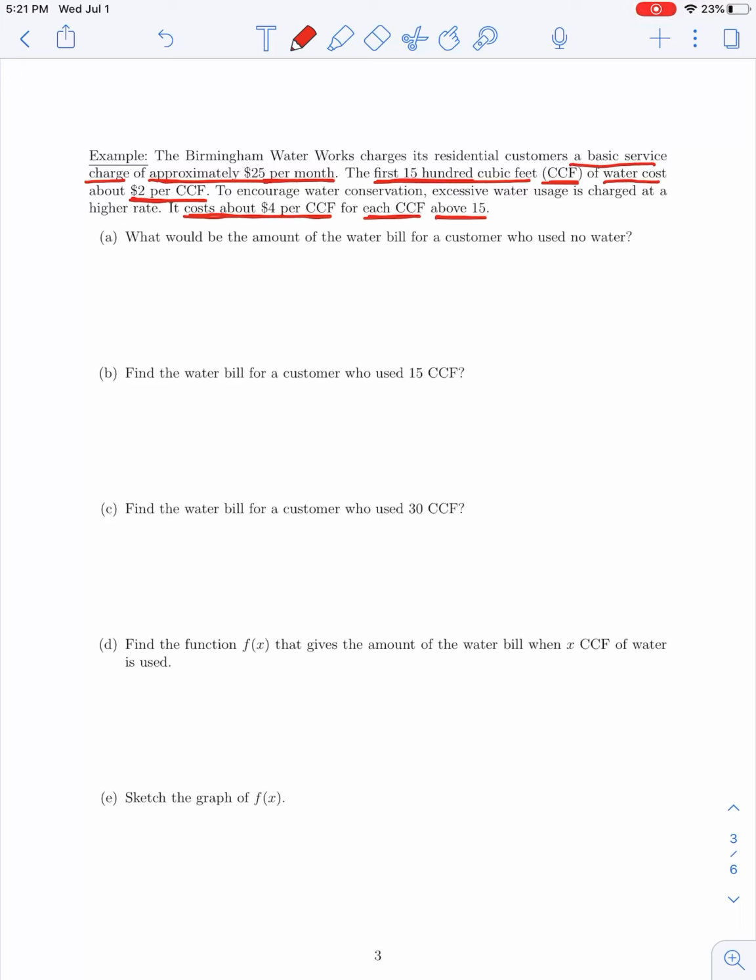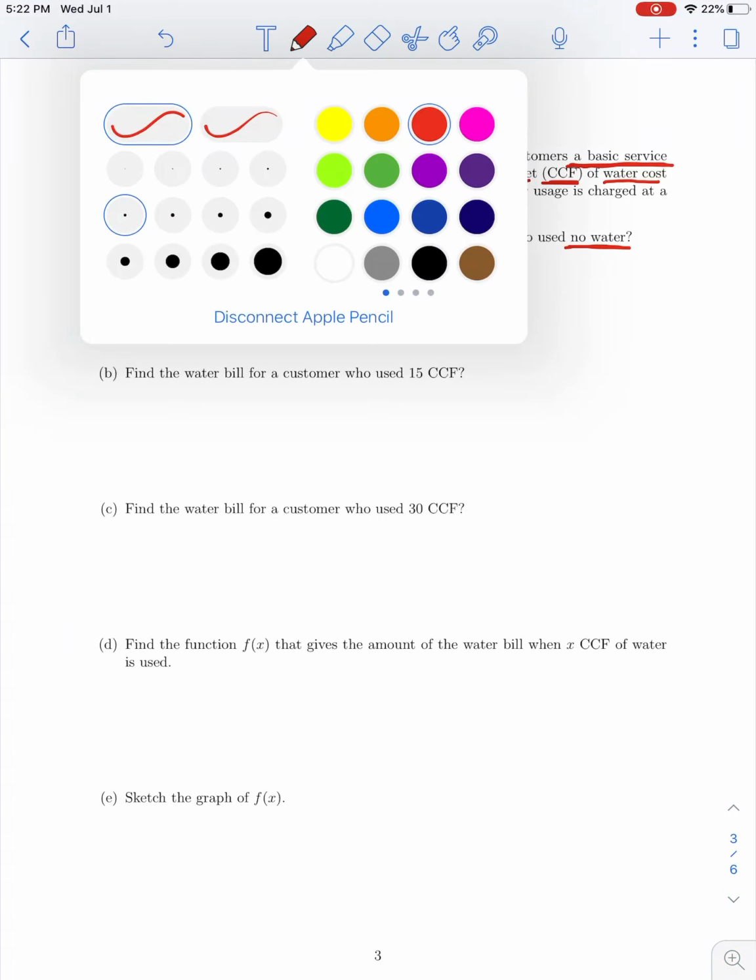So using this information, we're going to try to build up a function for the water bill, or for the cost of a residential customer who uses a certain amount of water. To do this, let's start in part A by asking what amount we would have for a water bill for a customer who uses no water. Here, regardless of how much water is being used, we have a basic service charge of $25 a month, just to be a customer of this group.